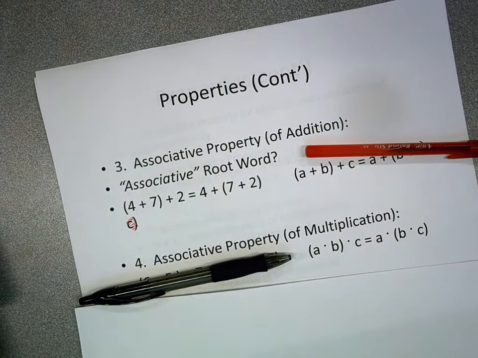Now algebraically, you can go ahead and write that next one down right there. A times B times C is equal to A times B times C. So you can multiply the A and the B first, or the B and the C, it doesn't matter.